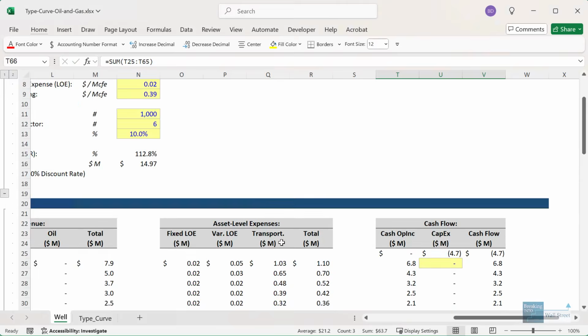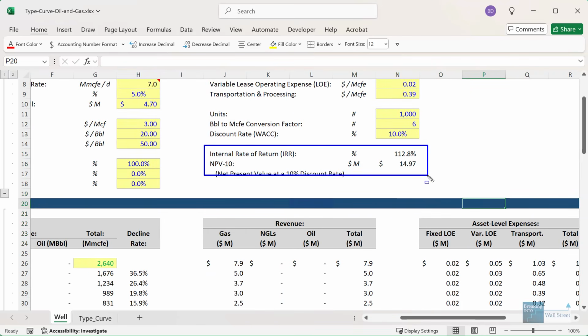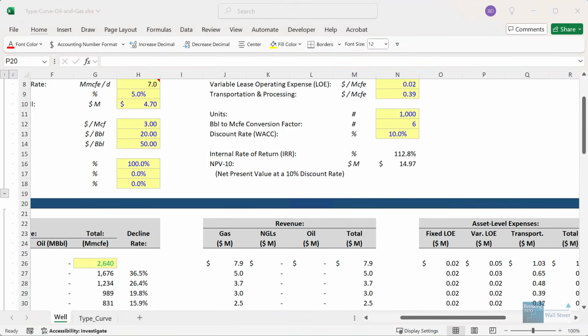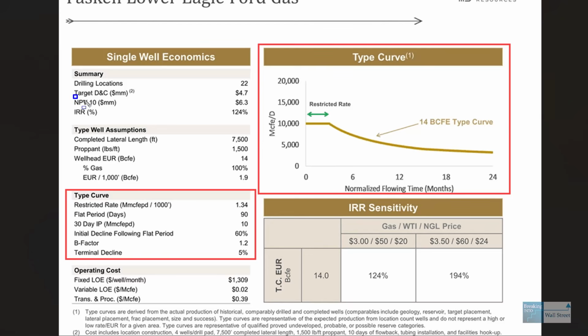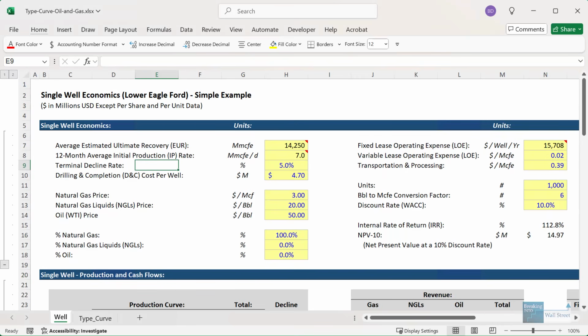So we have that. We can see that our numbers do not really match theirs. We get an IRR of 113% and an NPV10 of 15 million. Their numbers are quite different. They're getting an NPV10 of 6.3 million and an IRR of 124%. So we're pretty close on the IRR, but the NPV is way off, most likely because we are assuming a different shape to the production curve here than what the company has. But this is the basic idea behind how you create a simple asset level forecast for a simple well based on the type curve.